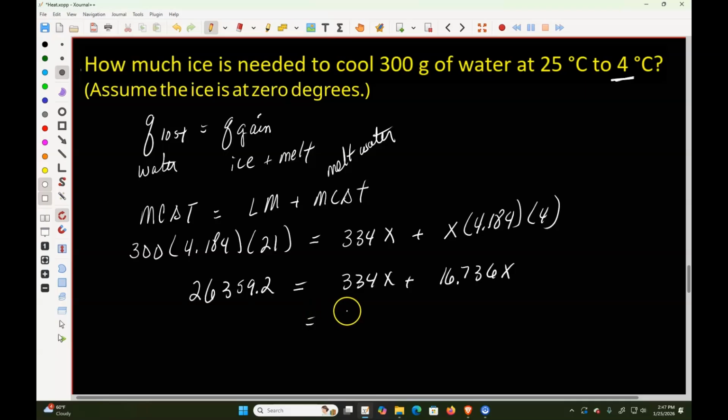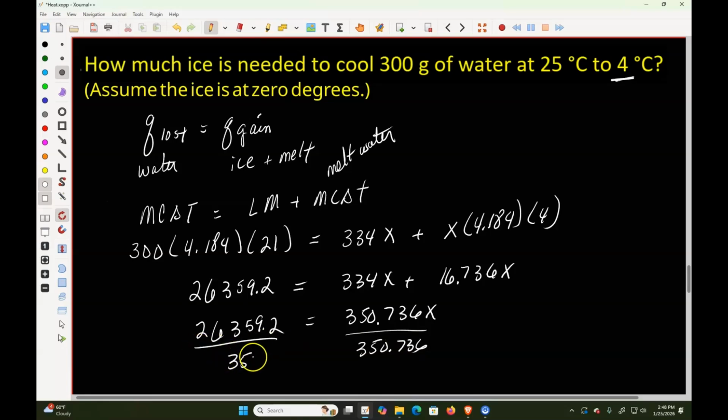If I add up my x's, I would get 350.736x equals, again, 26359.2. Dividing both sides by 350.736, I get my x is going to equal 75.15 grams.